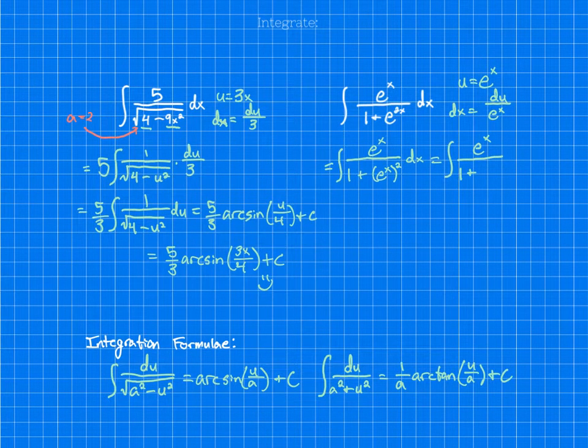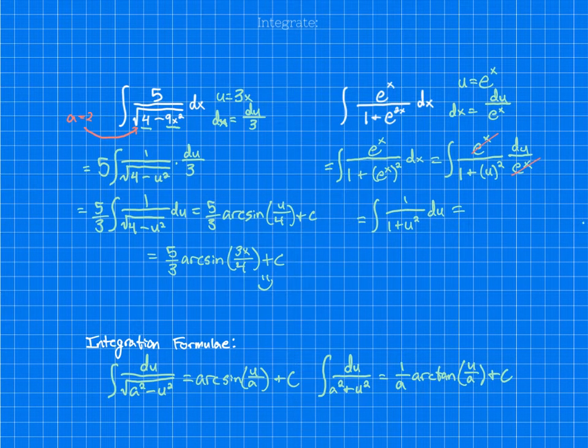Now my u substitution was specifically focused on the bottom here, so it's e to the x over 1 plus u squared, and then my dx was du over e to the x. And as you can see, that cancels out this e to the x, leaving me with the integral of 1 over 1 plus u squared du, which is very simply arctangent of u over a plus c. That's our arctangent pattern, so we can go right to integrating it.